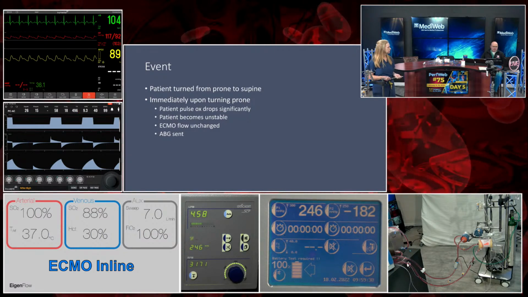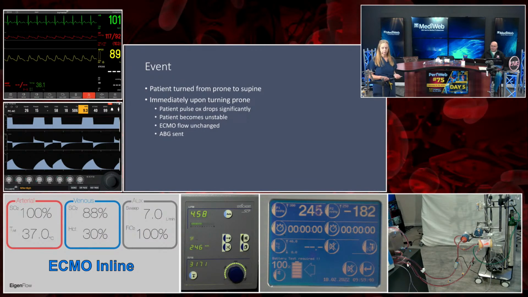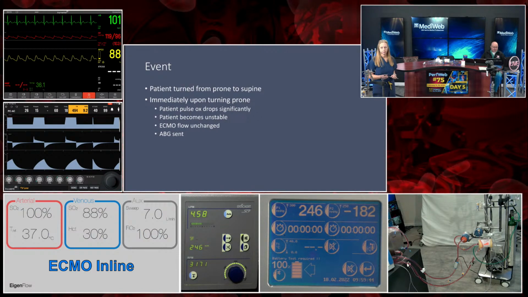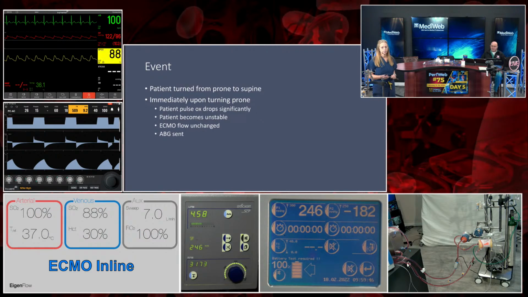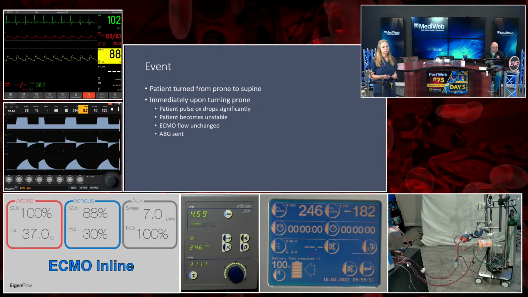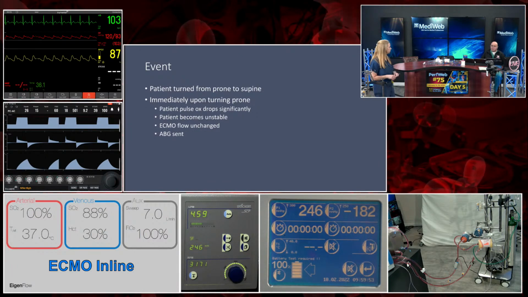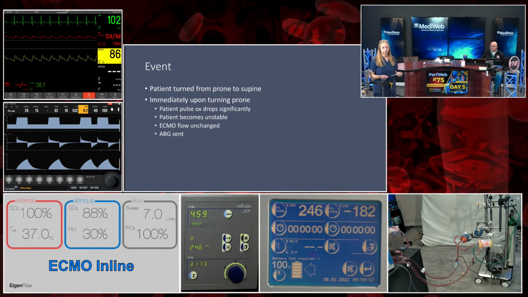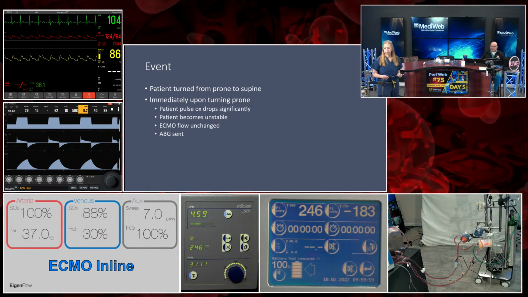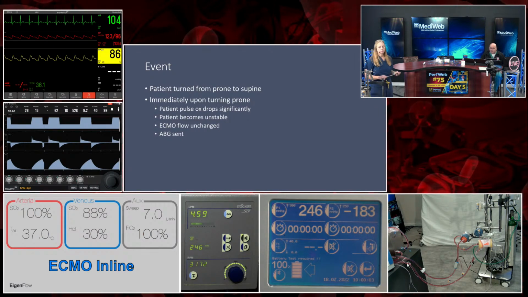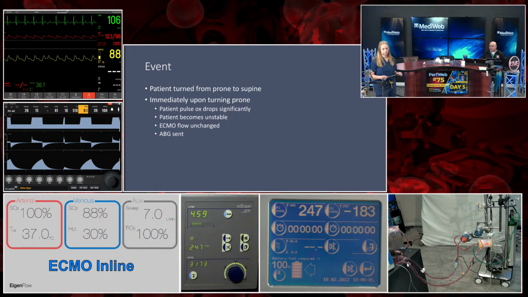So the patient was turned from prone to supine. Immediately upon turning, patient pulse ox drops significantly. Patient becomes unstable. ECMO flow is unchanged. In other words, we didn't go down. Correct. And we are going to go ahead and send a blood gas, but in the meantime, we're going to try to figure out what is going on while we're waiting for that blood gas to come back.